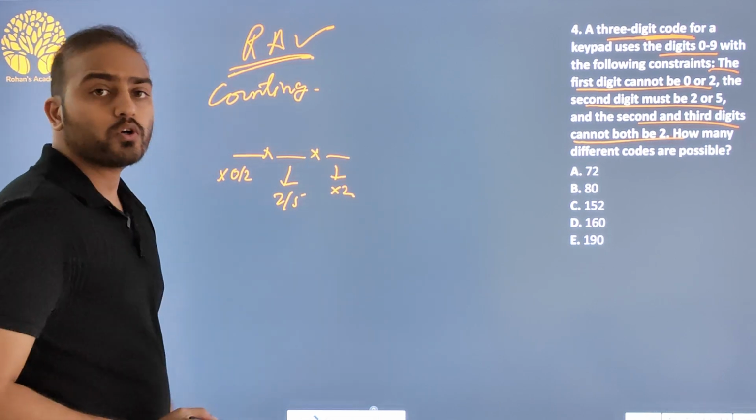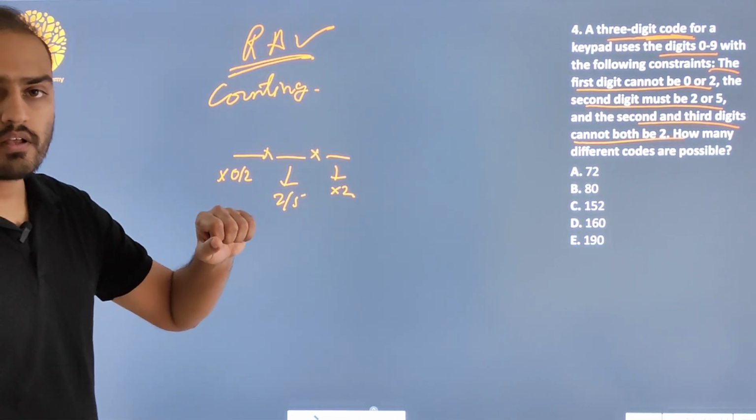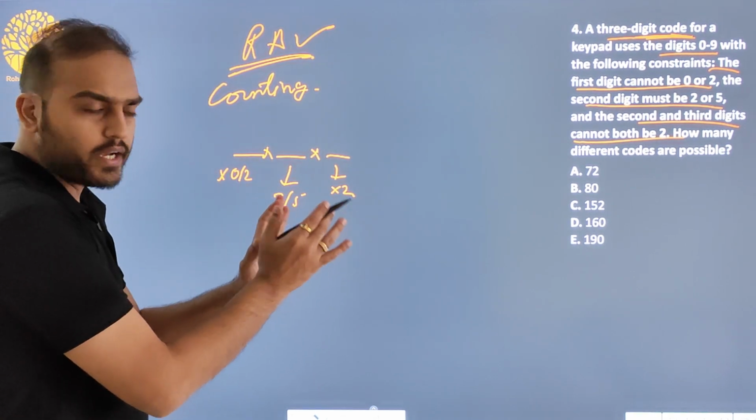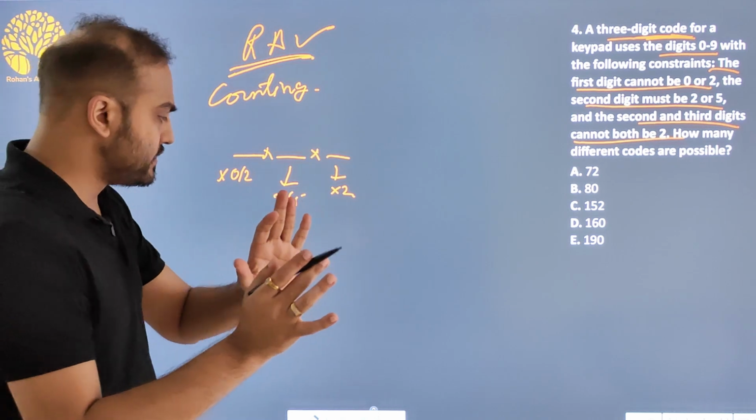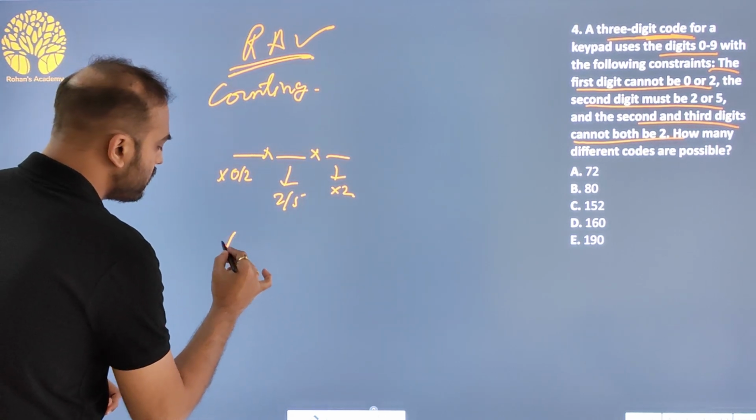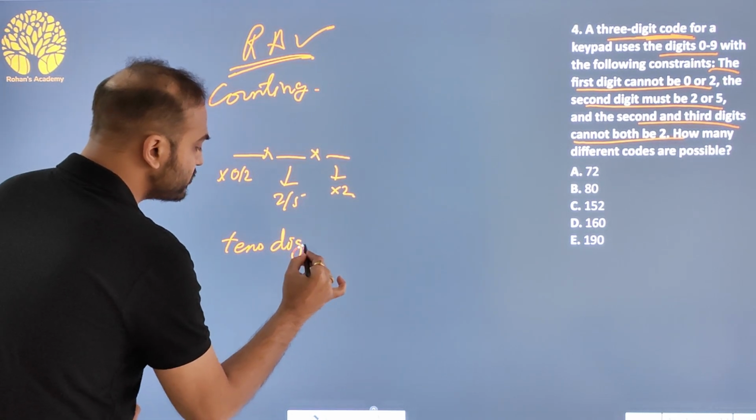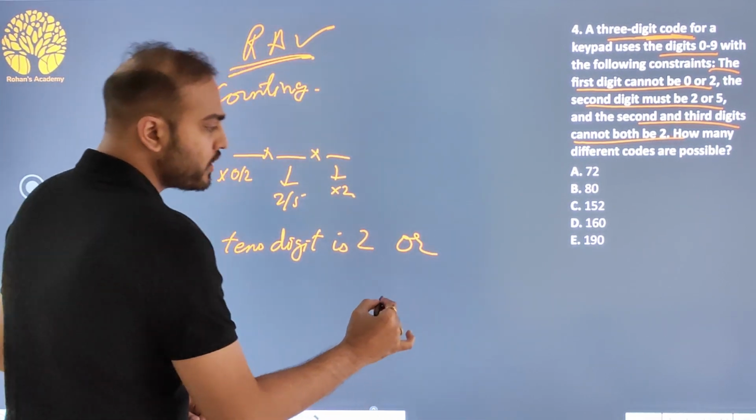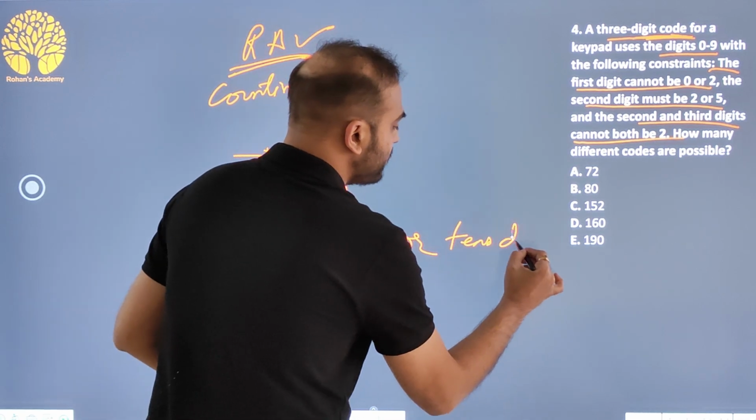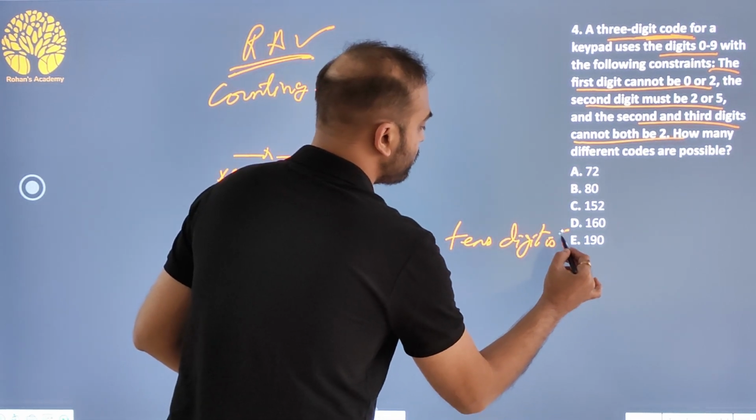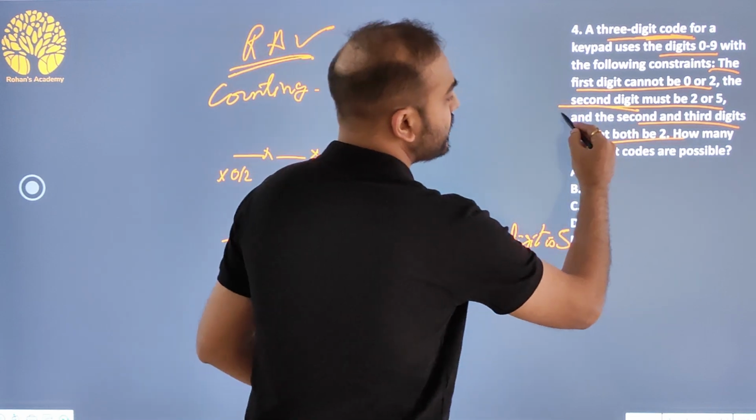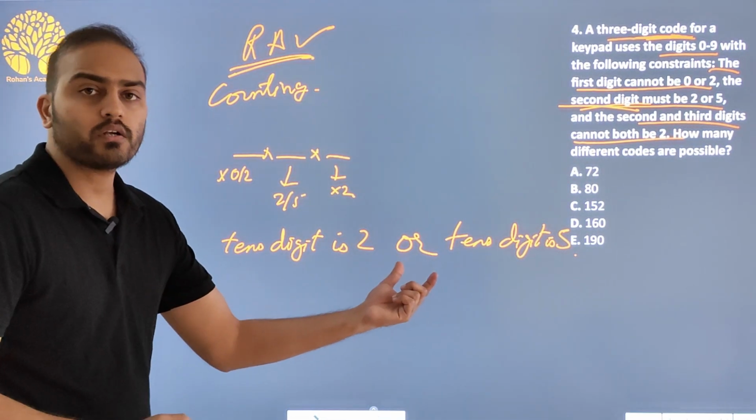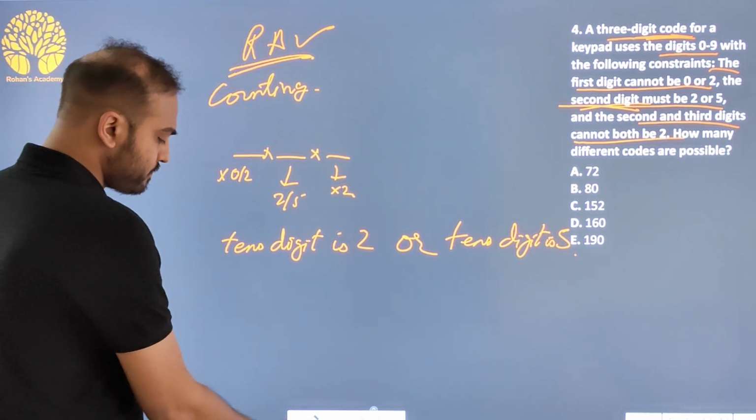So now what do I do? I make cases. This is too complicated, so let's make 2 separate cases. Case number 1, tens digit is 2, or tens digit is 5, because that is what they say. The second digit is either 2 or 5. So the moment I say or, you know it has to be addition.